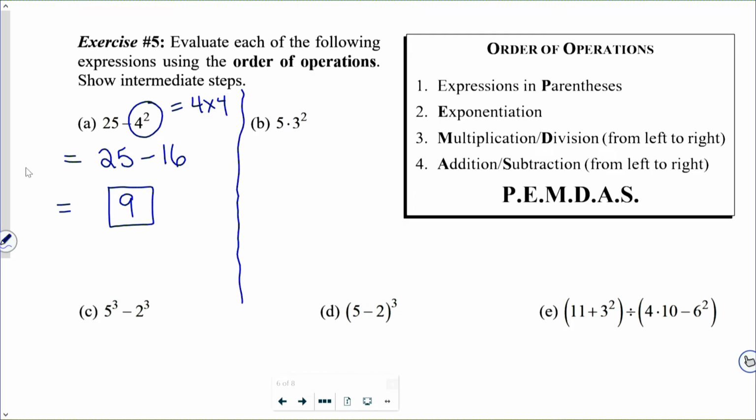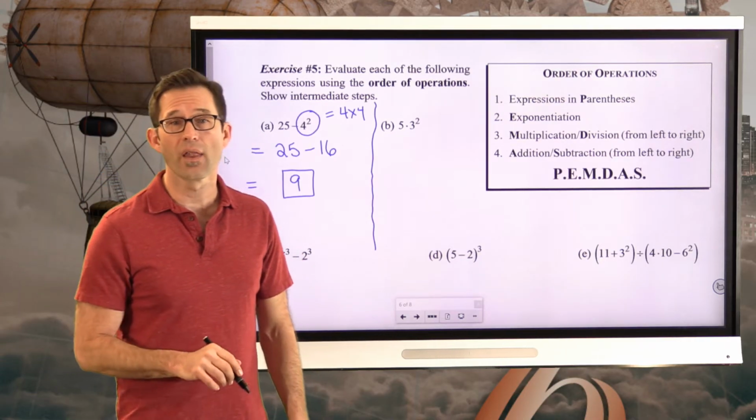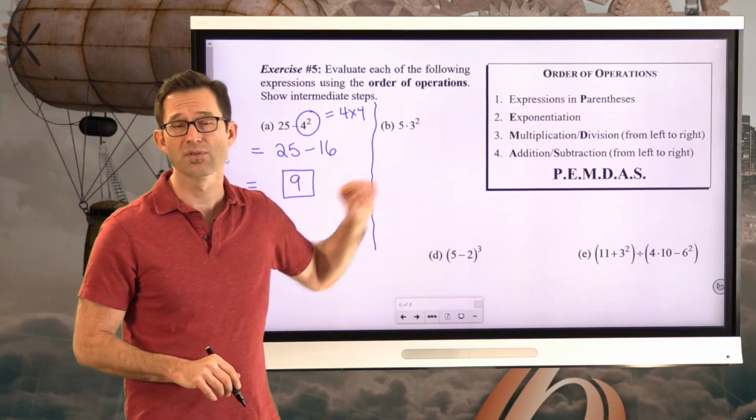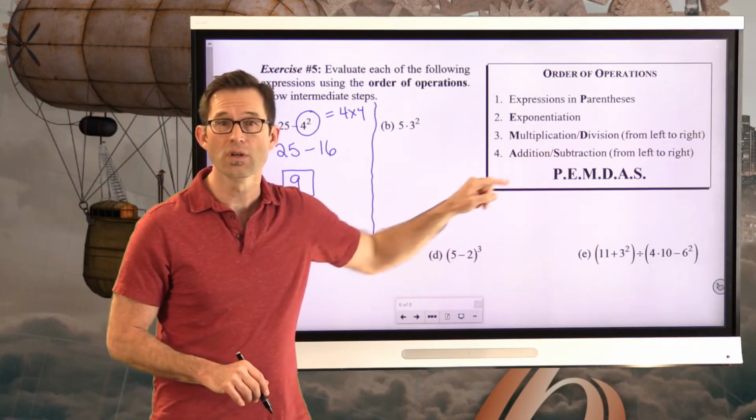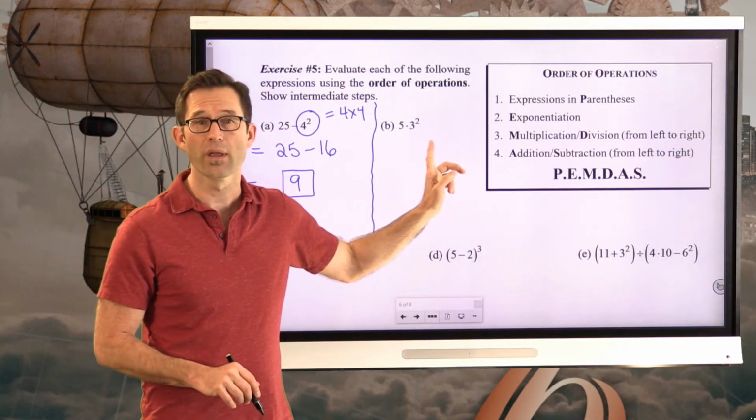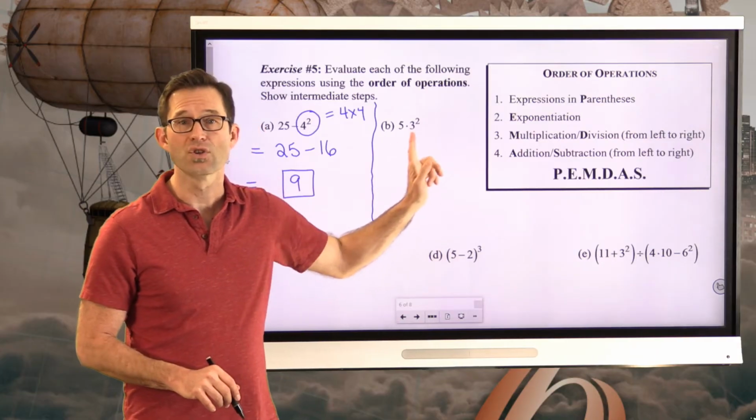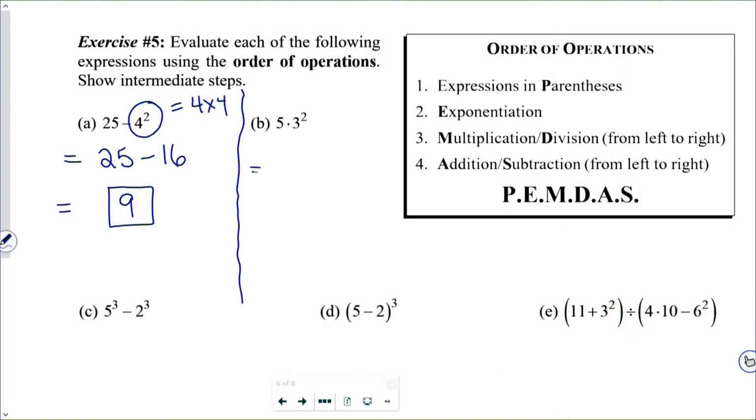That's easy enough. And just like in the last exercise, here I have 5 times 3 squared. Exponentiation should come before multiplication, so I shouldn't do 5 times 3 and get 15. I should do 3 squared, which is 9, and then I should do 5 times 9, which is 45.